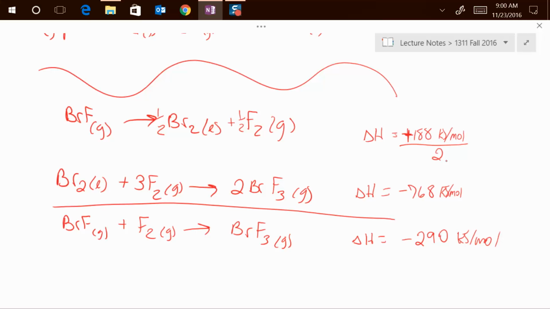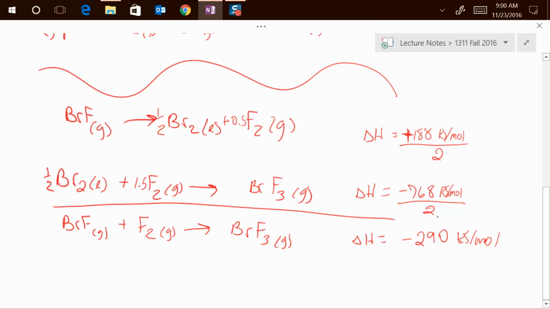All right. Now look at how many BrF3s I have here. I only have 1. I have 2 here, so what do I have to do to this reaction? I have to divide it by 2 as well. So I'm going to get 1/2 Br2. And then I'm going to change these to decimals: 0.5, 1.5, okay, and 1. Okay, so that means I need to divide this by 2 as well.